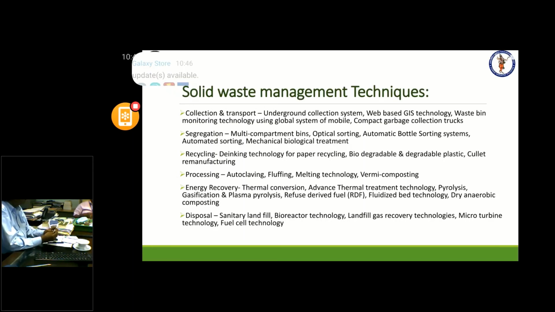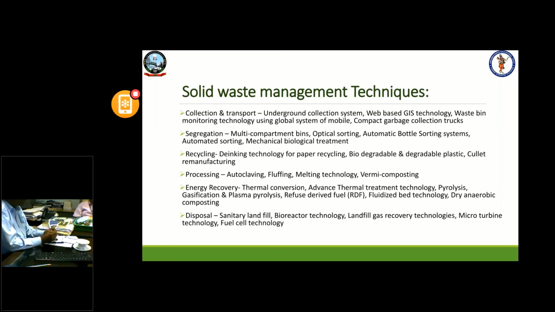recycling, that is one of the technologies, de-inking technology for paper recycling, biodegradable and degradable plastics, composting, vermicomposting. Even we can go for energy recovery, which has thermal conversion, advanced thermal treatment technology, pyrolysis, gasification, plasma pyrolysis, refuse derived fuel, that is the conversion of solid waste to RDF, fluidized bed technology, dry anaerobic composting.